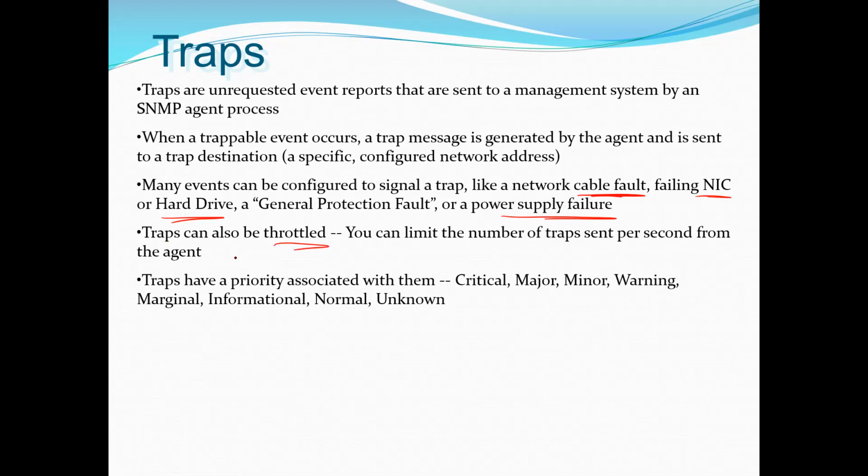You can also throttle the traps so that you can limit the number of traps sent per second from an agent, given that computers in general, because of entropy, right? You can assume because of entropy that there's a probability that if you have thousands of computers, you're going to get a lot of faults, etc. And so you could end up getting a lot of traps. So the idea would be to throttle them, to prioritize them to the most critical elements. And you can see that here, traps have a priority associated with them. So critical, major, minor, warning, marginal, informational, normal, or unknown.